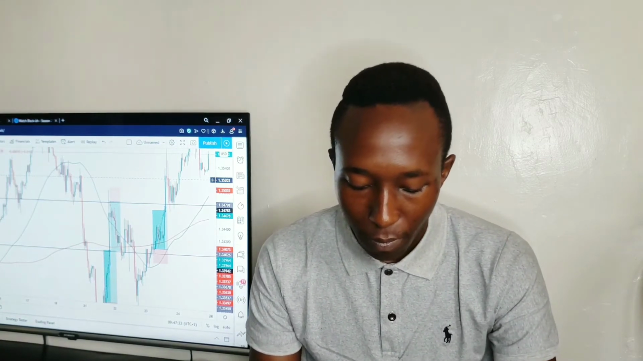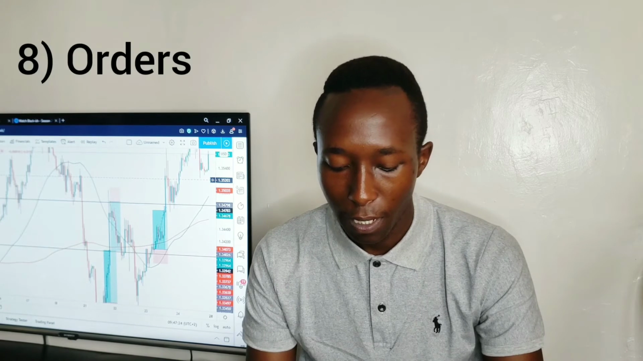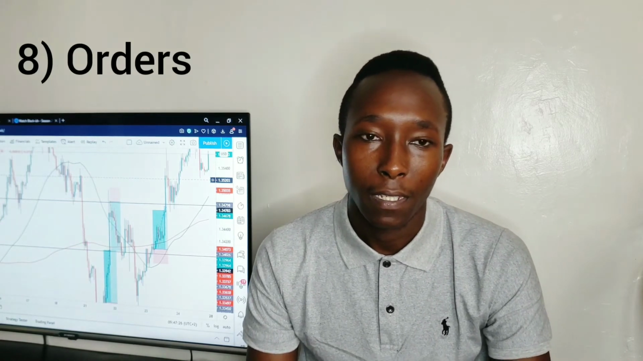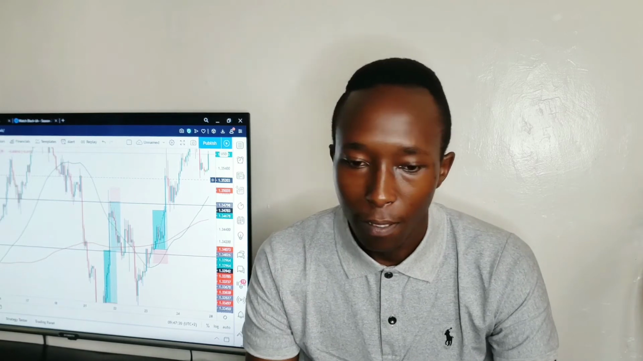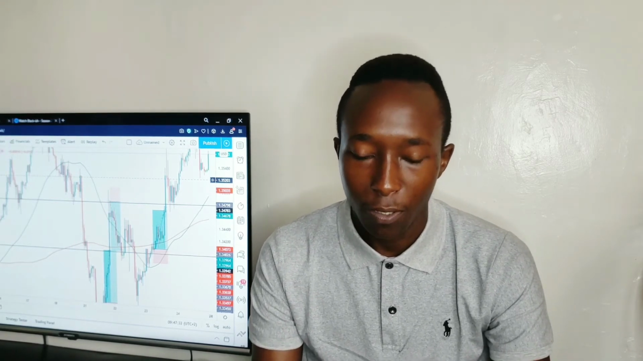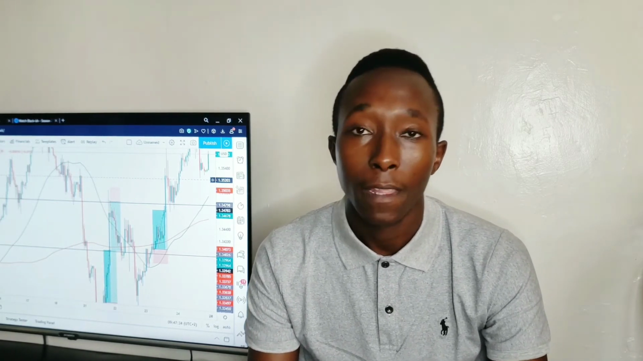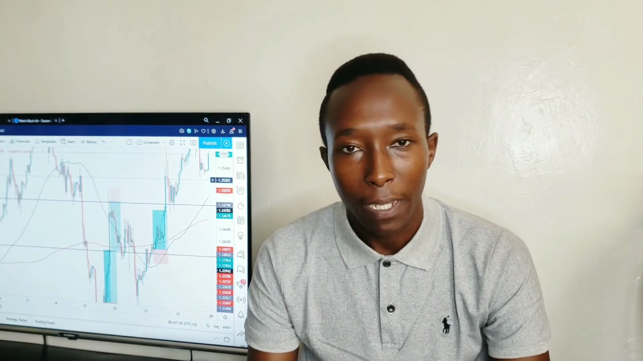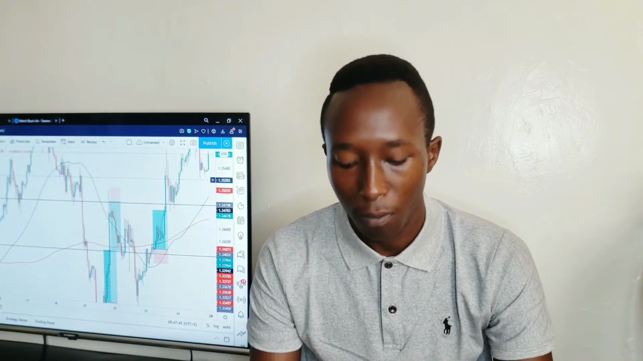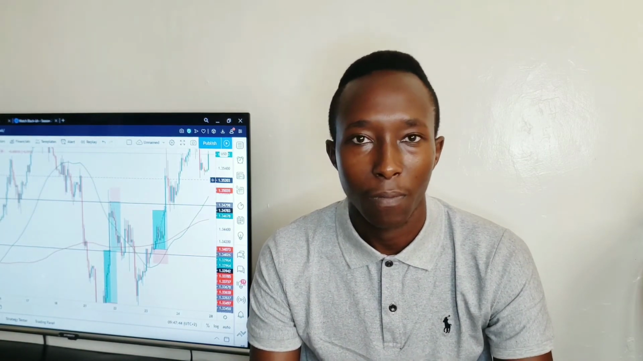So orders are basically the executions that you put on your MT4, and they're grouped into 4. There's a market order, there's a limit order, there's a stop order, and there is a stop loss and take profit. So a market order, when you enter any trade using the market, basically you're telling your MT4 to execute the trade based on the current market price.